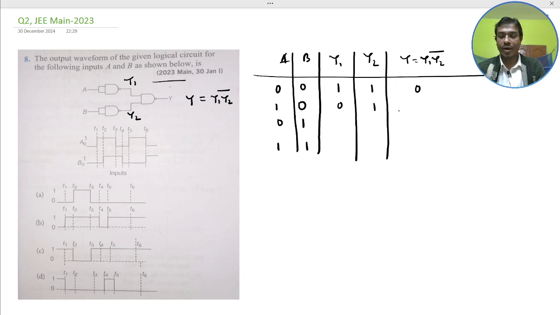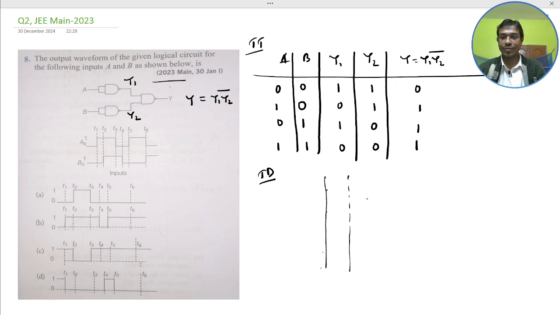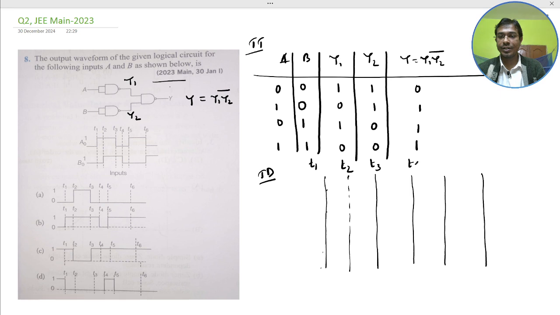This is 0 1 1 1 0 1 0 0 1. So we just now draw here the time diagram. This is the truth table and this is the time diagram, the TD. So the first one is for time T1, and this is for T2, T3, T4, T5, and T6.